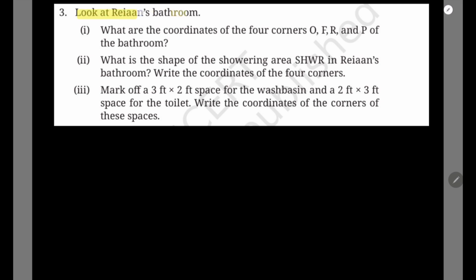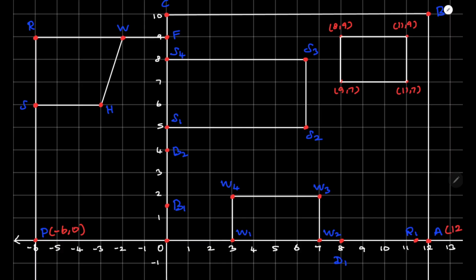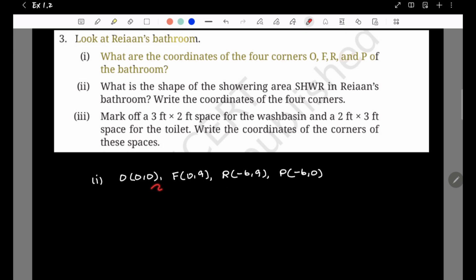Look at Rayan's bathroom. First question, what are the coordinates of the four corners OFRP of the bathroom? So OFRP represents the coordinates of the bathroom. Now we can find the coordinates of O. The coordinates of O is the origin, so 0, 0. The coordinate of F is 0, 9. The coordinate of R is minus 6, 9. The coordinate of P is minus 6, 0. These four are the coordinates of OFRP.